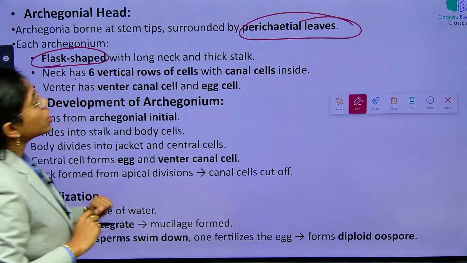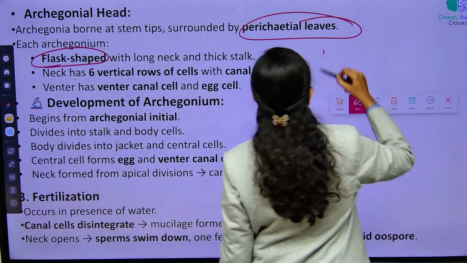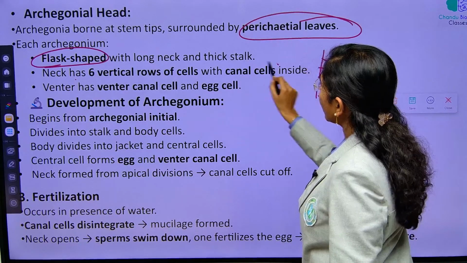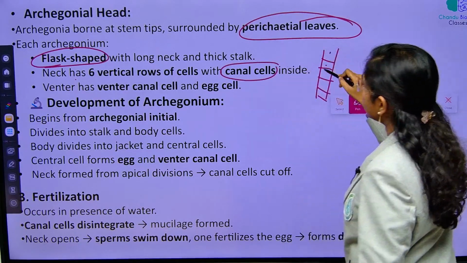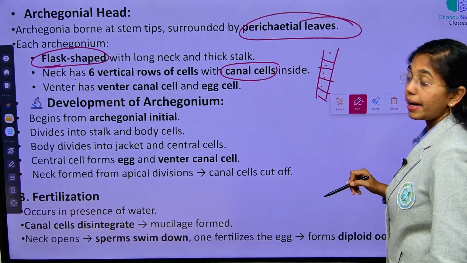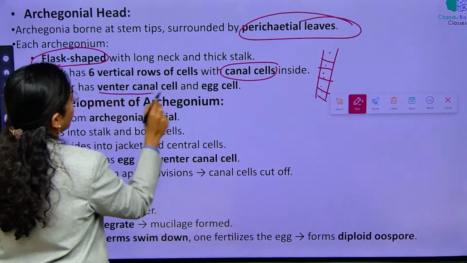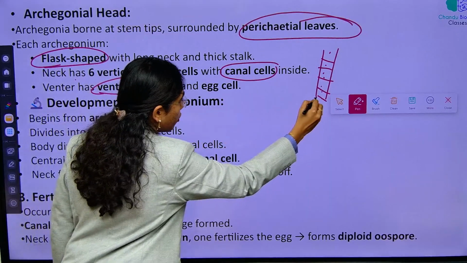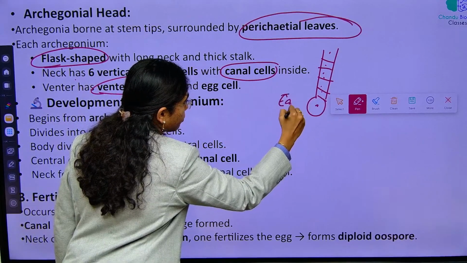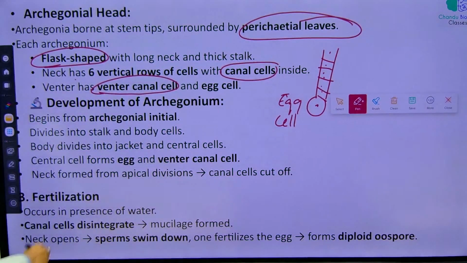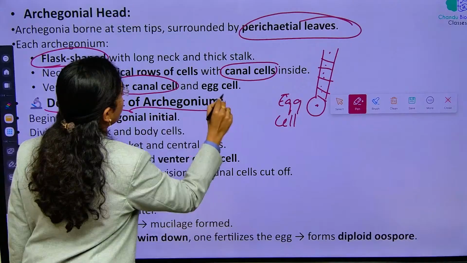It has 6 rows of cells, which are canal cells. They form canal cells inside. Both venter canal cells and neck canal cells are formed inside. Okay. And the venter will have venter canal cells, and at the base of the venter canal cells you will have the egg cell. Clear? And then you see development of the archegonium.